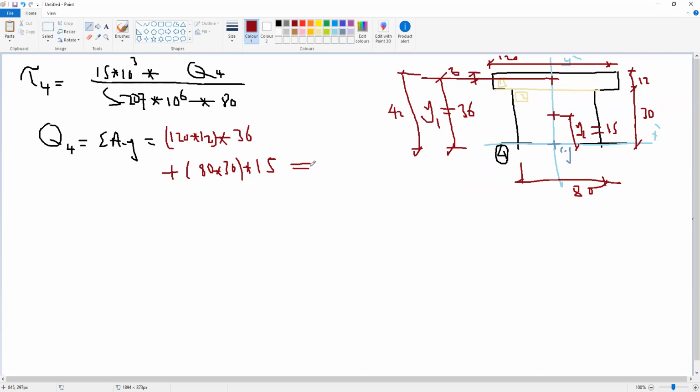Q4 will be 120,... 84,0 millimeter to the power 3. So using Q4, we can now find that tau 4 is equal to 3.16 MPa.